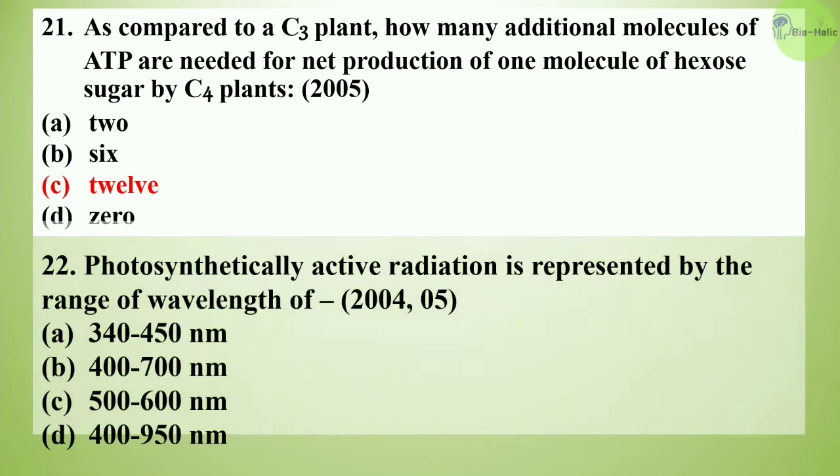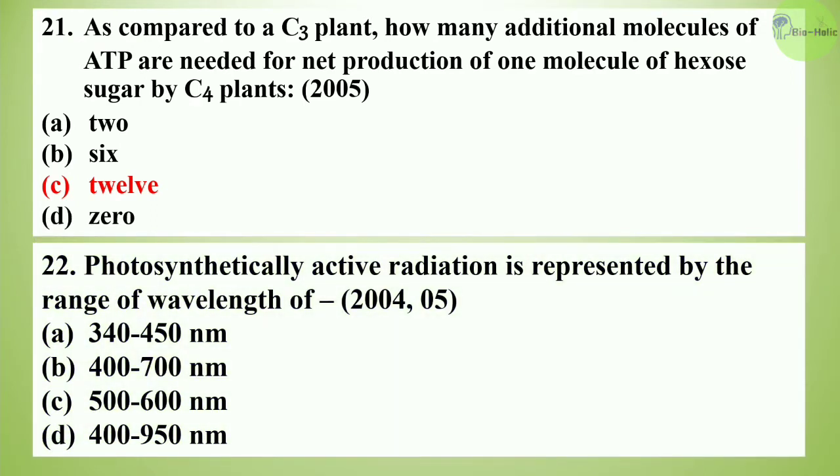Next is photosynthetically active radiation is represented by the range of wavelength of 340 to 450 nanometer, 400 to 700 nanometer, 500 to 600 nanometer, or 400 to 950 nanometer. The answer will be 400 to 700 nanometer.